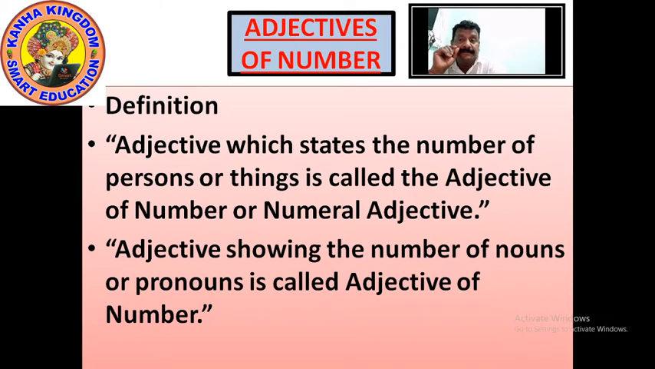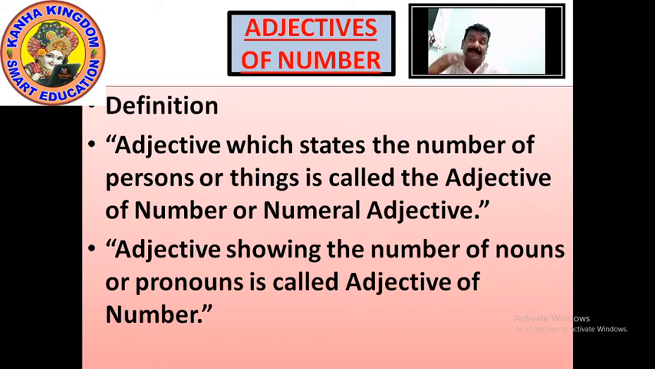Please write this down. What does this do? Adjective. What are the adjectives? Which describe more about the noun. It's a describing word. What does this do? This describes the number, numeral. It's called numeral adjectives. Adjectives which define the number of persons or things. Adjectives which describe more about the noun. When it describes the number of persons or things, it is a numeral adjective or adjective of number.